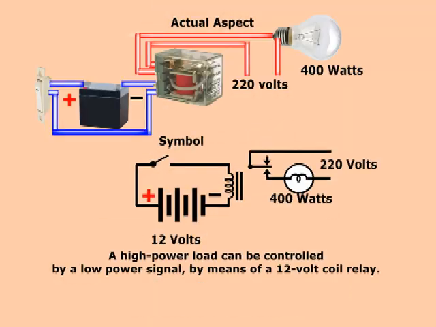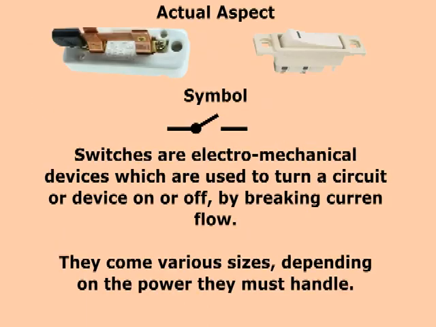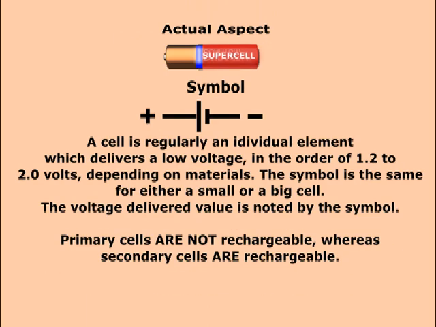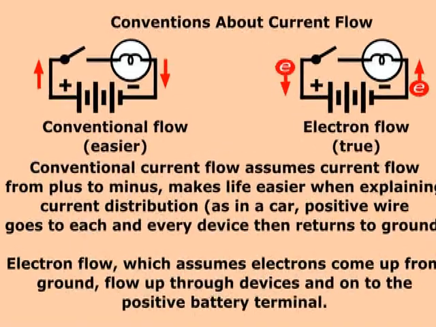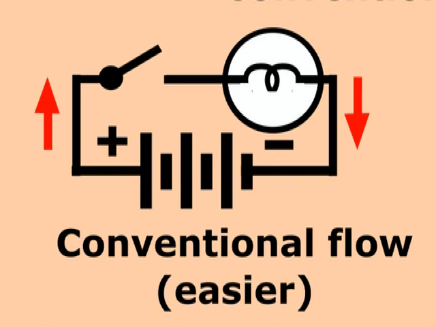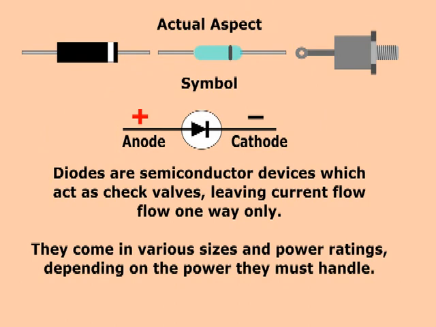In the previous video, we learned how to draw the symbols for some electrical components, such as wires, switches, incandescent light bulbs, cells, and batteries. Also, we learned that there are two agreements for electric current flow, and, for this series, we adopted the so-called conventional flow, since it makes life a bit easier when explaining electrical circuits. We are going to start this video by talking about diodes.